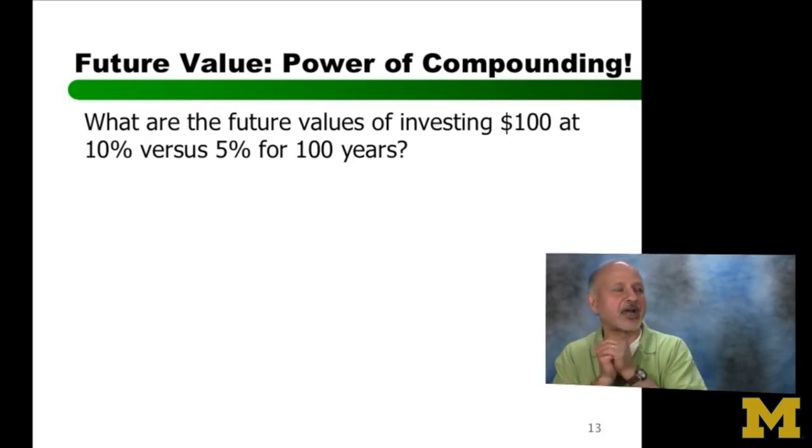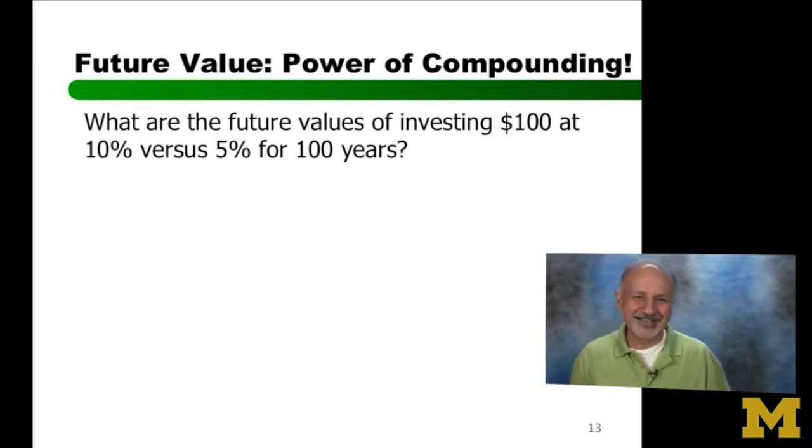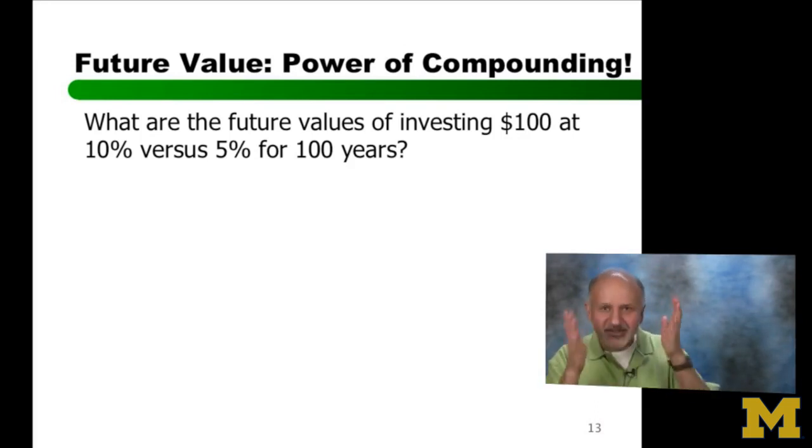But what was our answer? Our answer was 13,000, right? So where's the difference coming from? Compounding, you see? It's really unbelievable. You can't visualize this stuff.